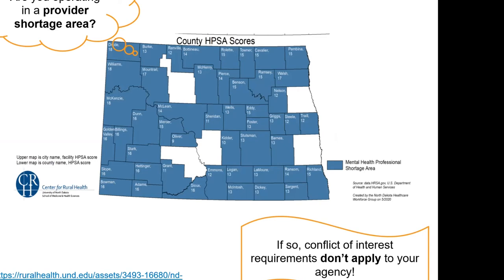As you all know, North Dakota is an extremely rural state. There are only 5 counties, Cass, Burleigh, a couple of others, that are not in the provider shortage areas. So these conflict of interest requirements that we talked about are waived in a provider shortage area. If you're operating in one of those counties, the same agency can do the assessment, the person-centered plan, the care coordination services, and the other 11 services that are part of the 1915I. If you are in a non-provider shortage area, one of those 5 counties, then if you do the care coordination, you're going to have to refer to another agency for those other services.